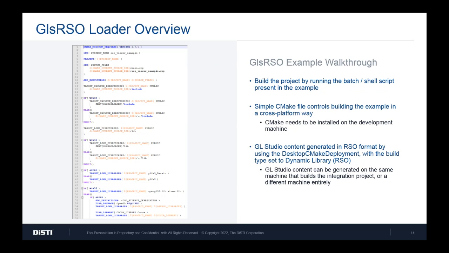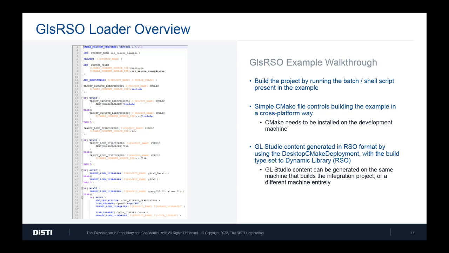So I'm going to walk through the GlsRSOLoader example really quickly. The example is incredibly simple and easy to integrate. As you can see over here in the screenshot on the left side, that is the CMake script for this example that is able to build on all desktop platforms. Keeping that in mind, to build the example, you do need CMake installed on your machine.